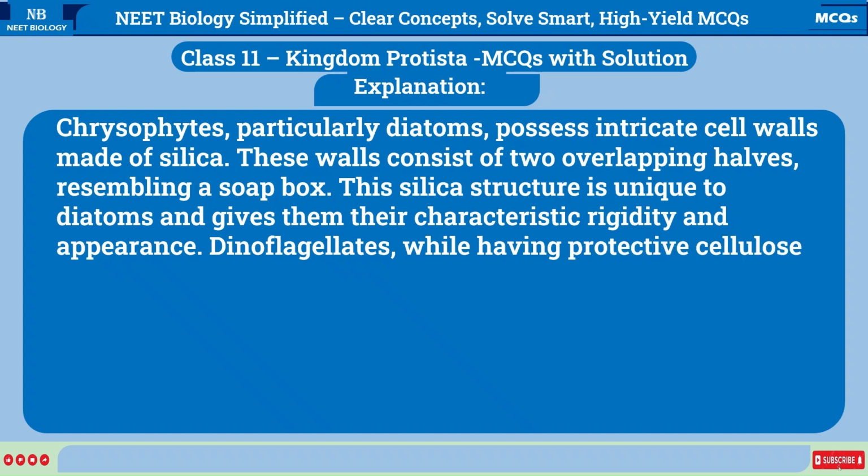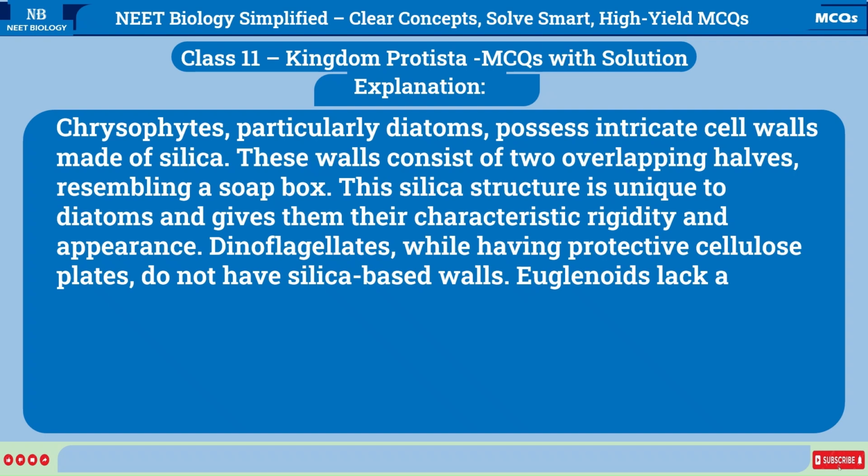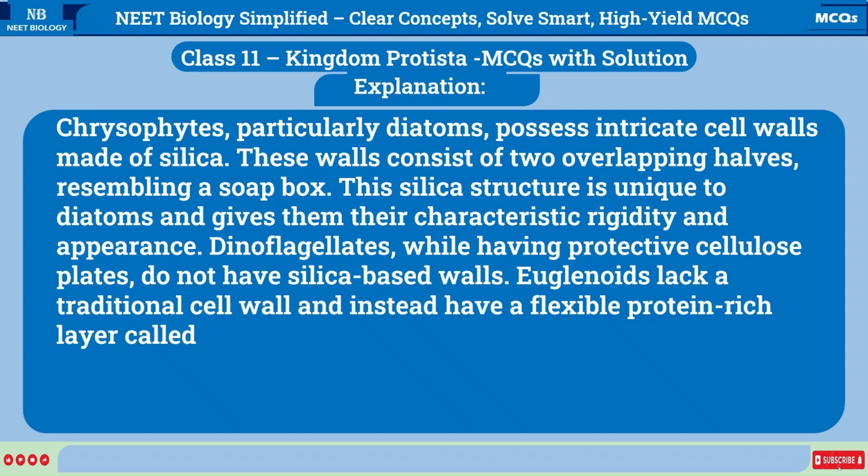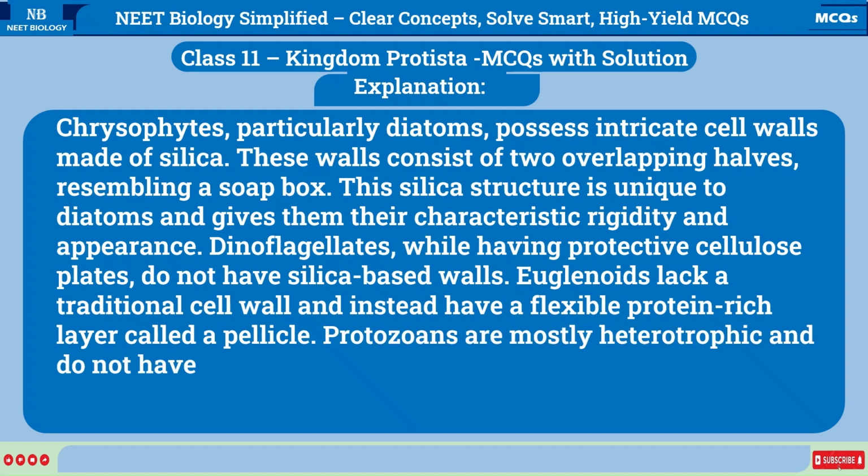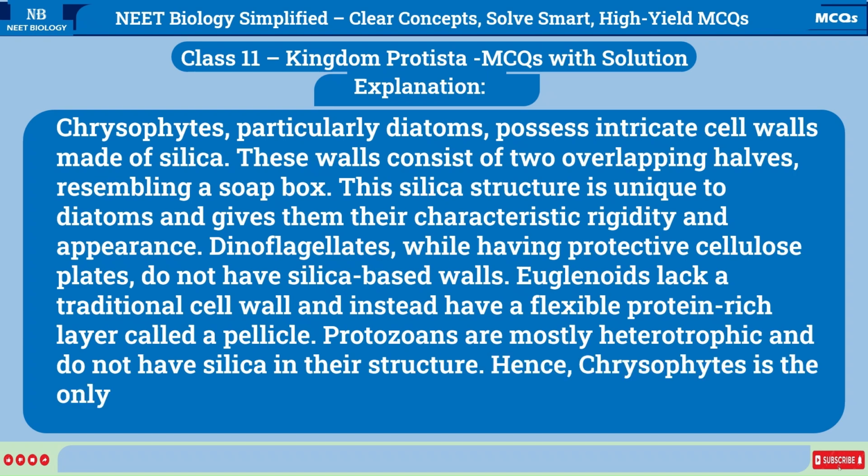Dinoflagellates, while having protective cellulose plates, do not have silica-based walls. Euglenoids lack a traditional cell wall and instead have a flexible protein-rich layer called a pellicle. Protozoans are mostly heterotrophic and do not have silica in their structure. Hence, Chrysophytes is the only correct option.